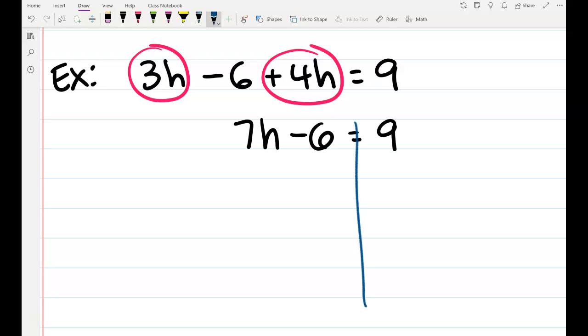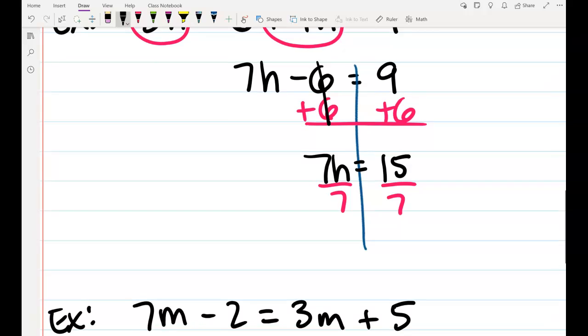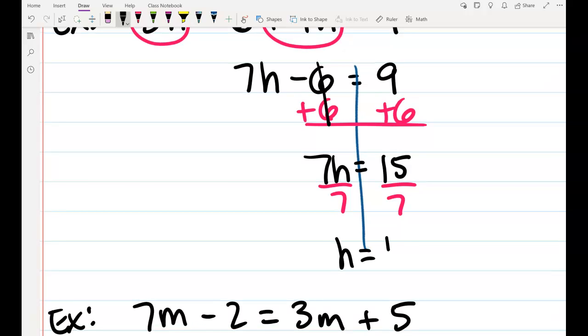I'm going to draw a line right here to separate both sides. Then I go ahead and proceed as normal. So I'm going to add 6 to both sides. That makes 7h on this side, and I get a brand new number 15 on this side. And then I divide by 7. And finally get h is equal to 15 over 7.